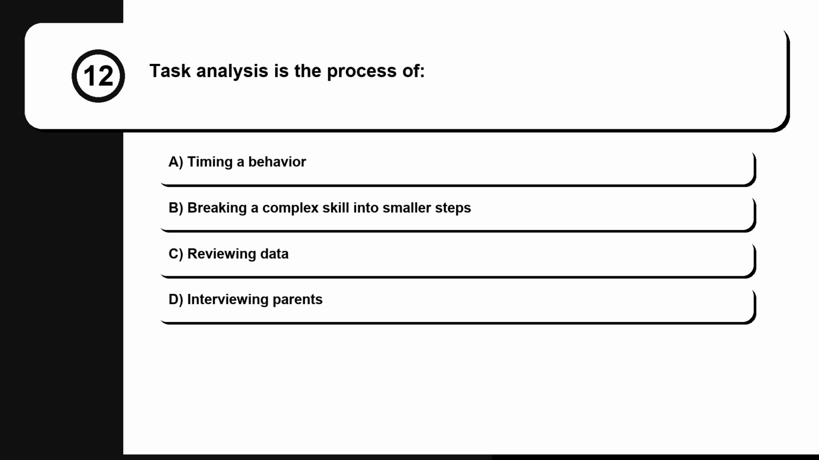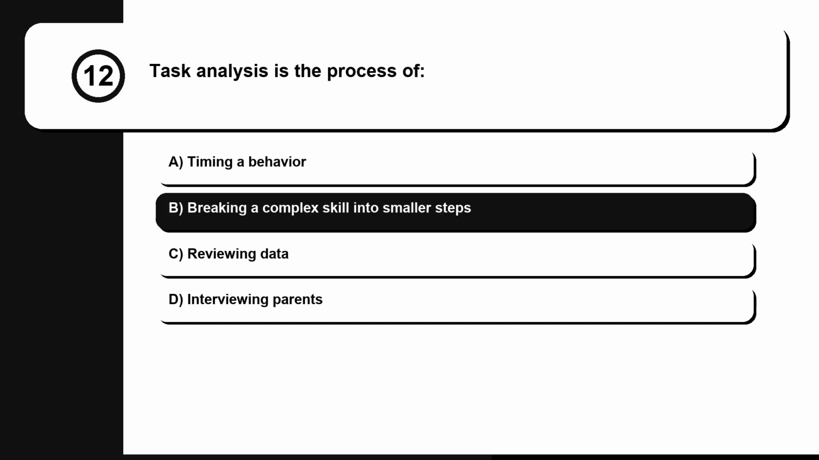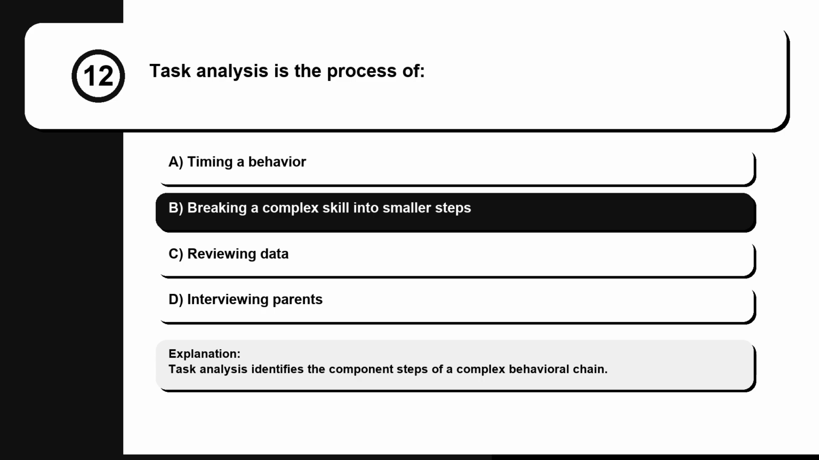Question 12. Task analysis is the process of A. Timing a behavior, B. Breaking a complex skill into smaller steps, C. Reviewing data, or D. Interviewing parents. The correct answer is B. Breaking a complex skill into smaller steps. Task analysis identifies the component steps of a complex behavioral chain.